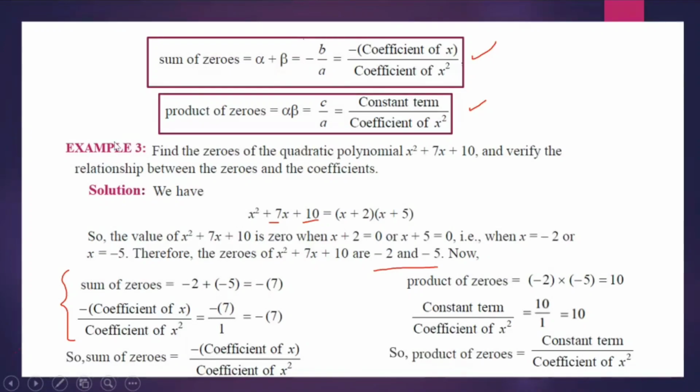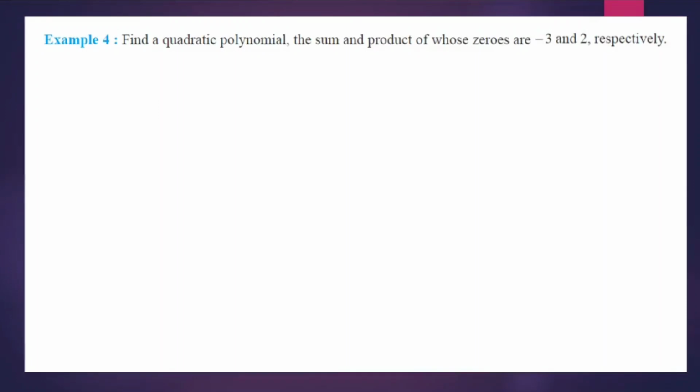Now let us come to the third type of question that we get in the exams. Find a quadratic polynomial, the sum and the product of whose zeros are minus 3 and 2 respectively. So what do we have? I have that the sum of the zeros is given by minus 3 and the product is given by 2.